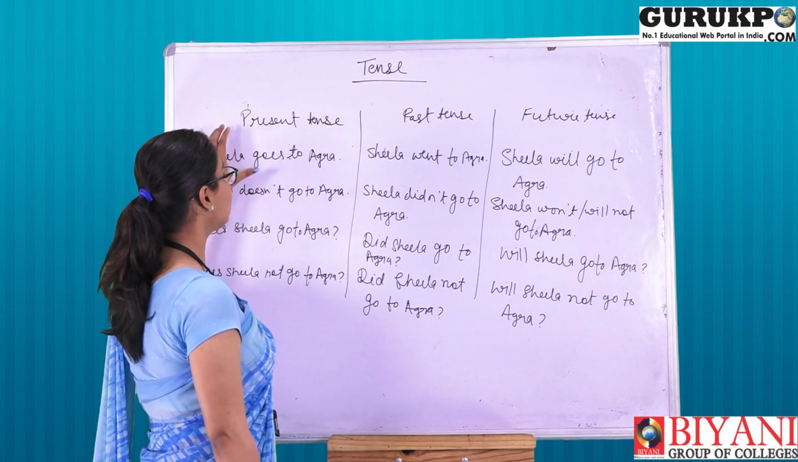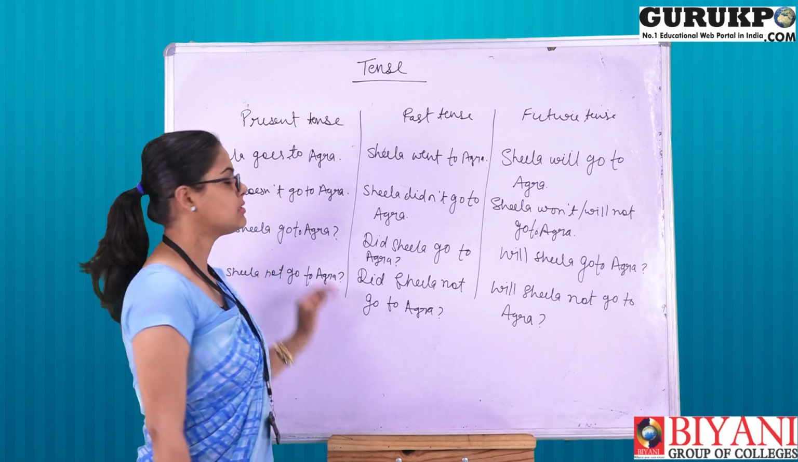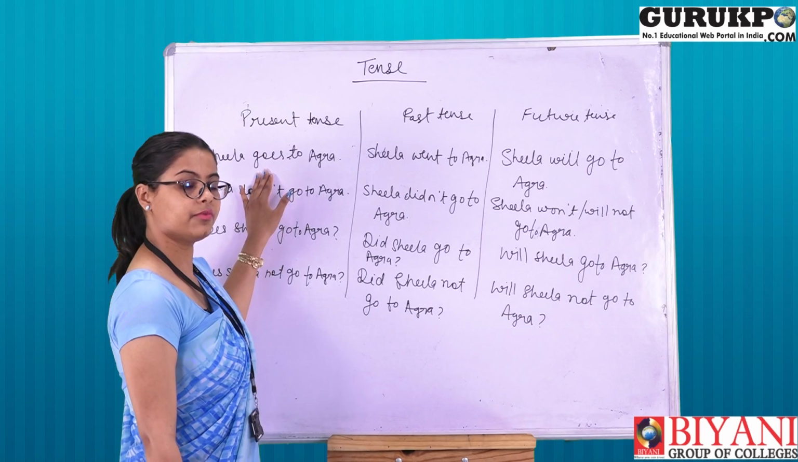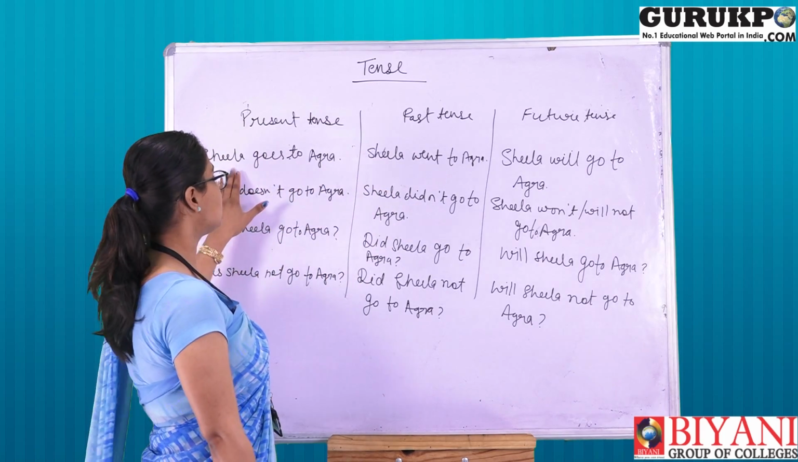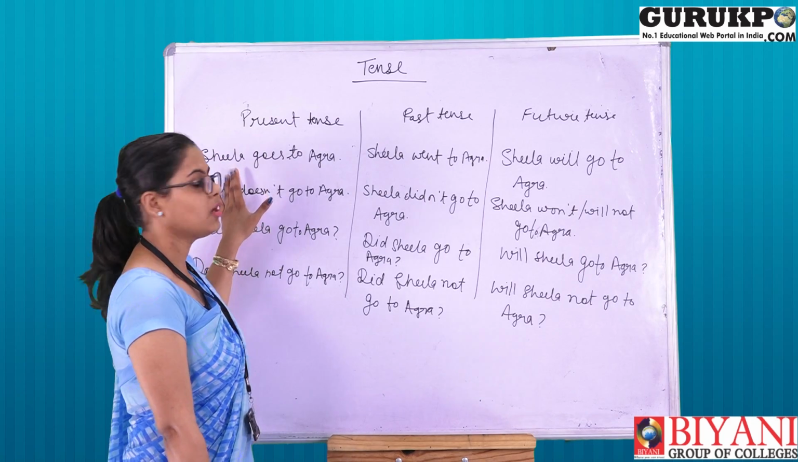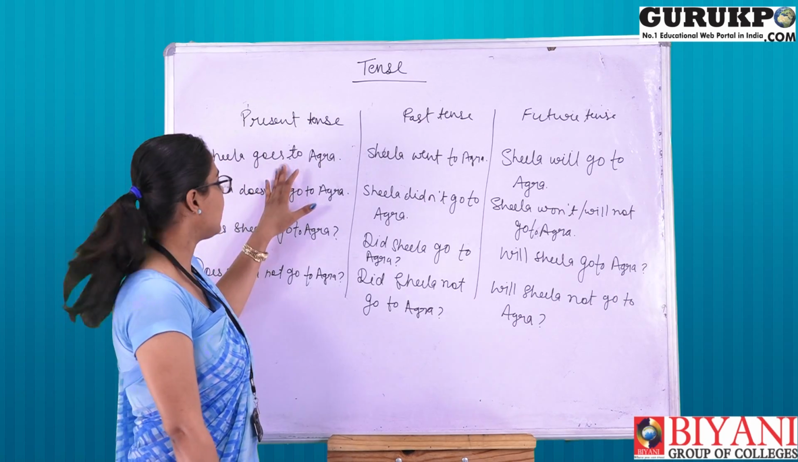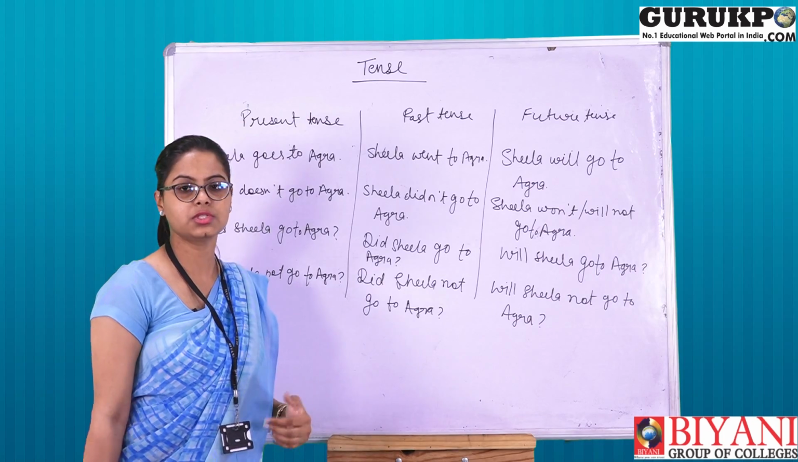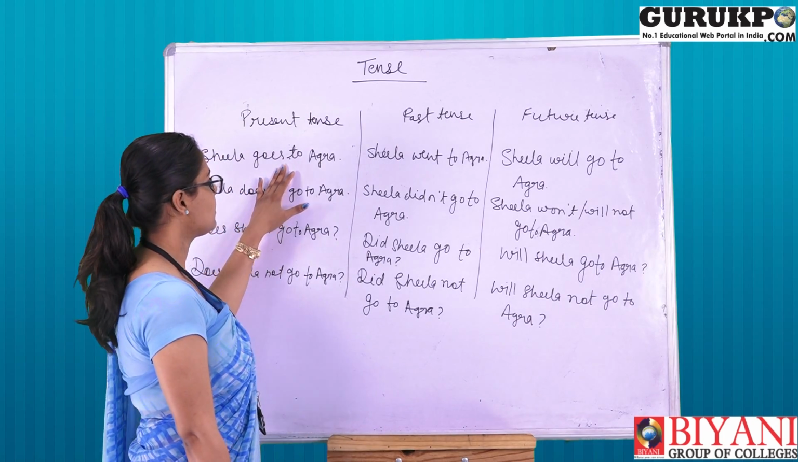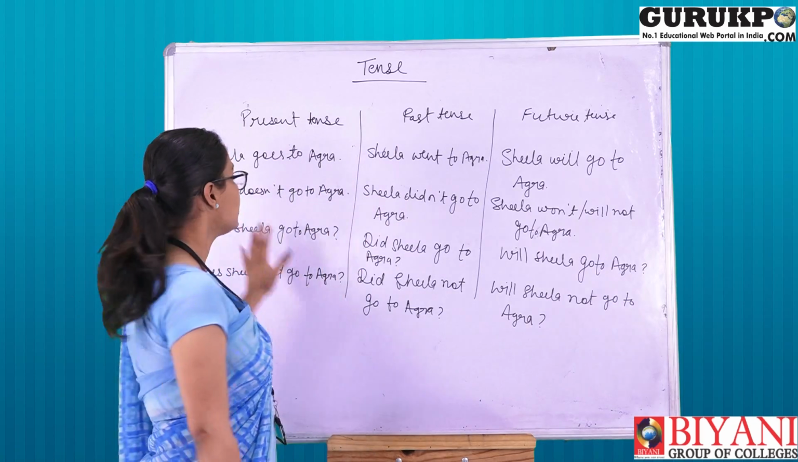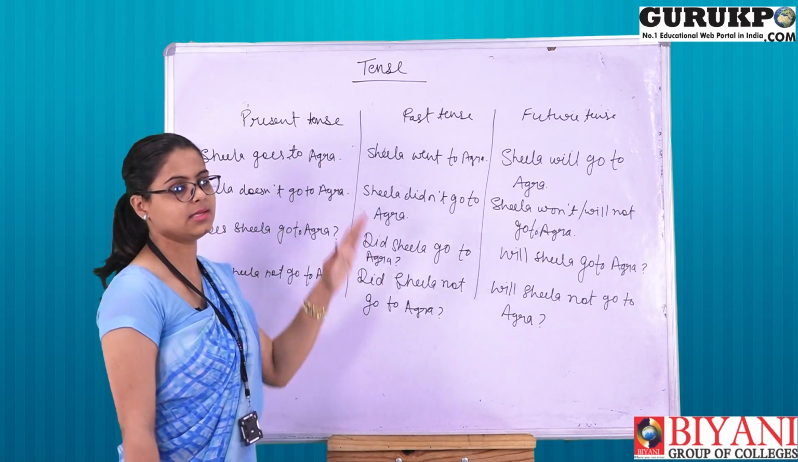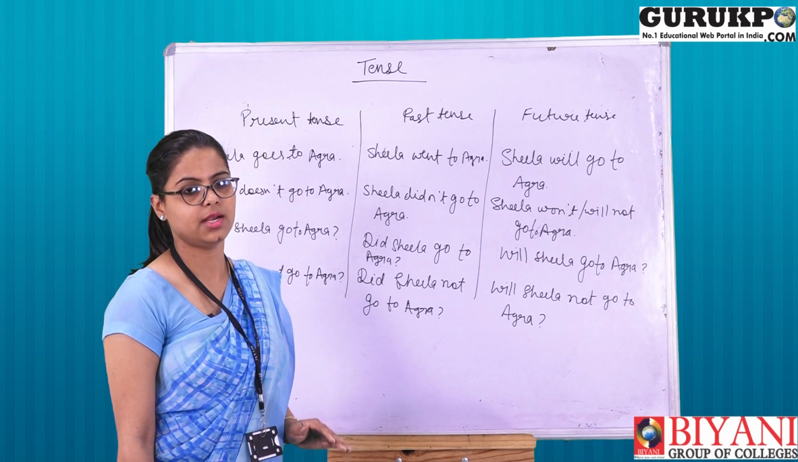Okay, so what exactly happens in present tense? The formula is subject plus verb's first form plus s or es plus object. So here Sheila is the subject, go is the verb, s or es is used in present tense, and to Agra, Agra is the object here. Okay, so Sheila goes to Agra. It is present simple or present indefinite tense.